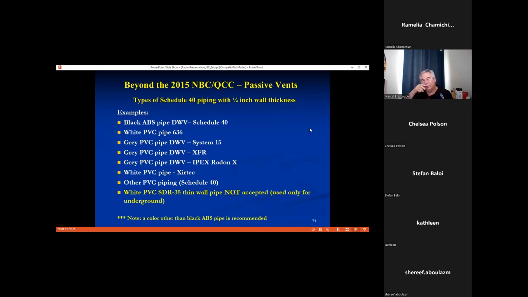Types of pipes we can use. We can use the black ABS pipe, which is called Schedule 40. And when we say Schedule 40, essentially what we're looking for is a 4-inch pipe that has at least a 1/4-inch wall thickness. So the ABS pipe does.